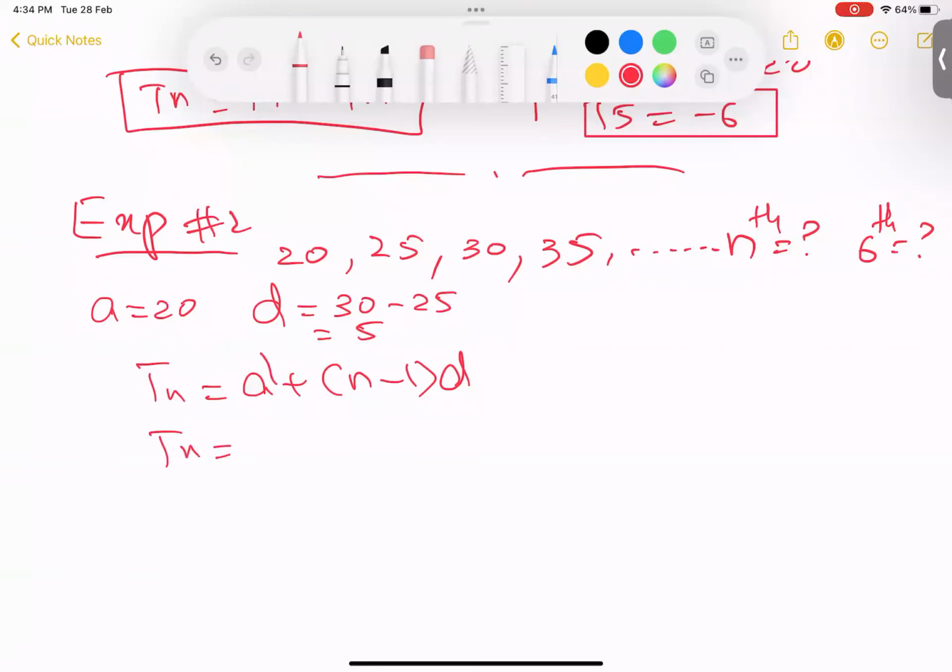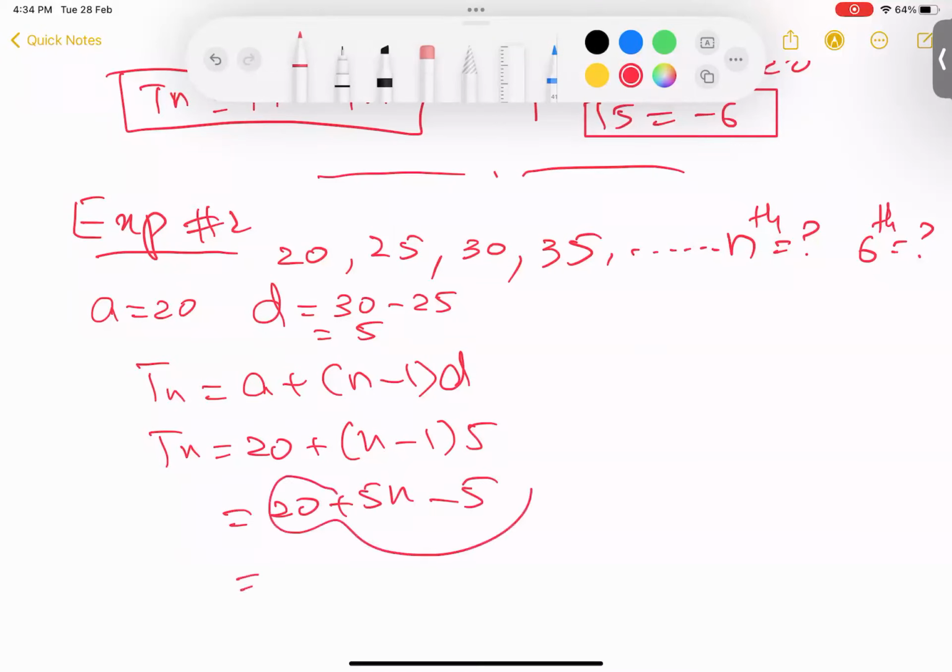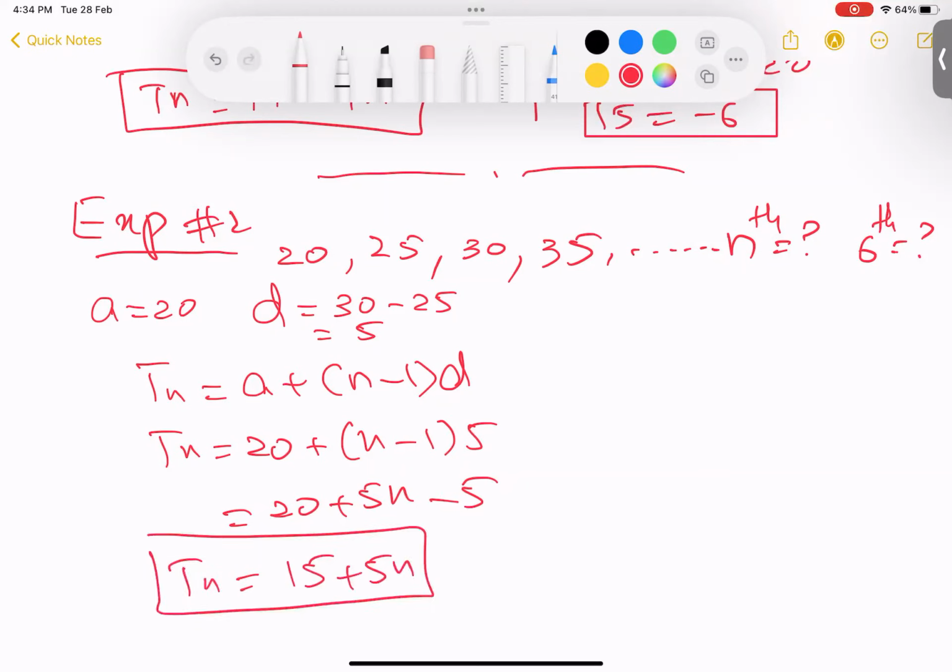Okay, let's plug in the values. Bismillah ar-Rahman ar-Rahim. A is 20. I want to know the nth term, and the common difference is 5. Just plug in here, and I'm going to solve. 5 times n, I get 5n. 5 times 1, I get 5. These 2 numbers we can solve. 20 minus 5, I get 15. And this is my nth term. The nth term represents any number in the sequence.